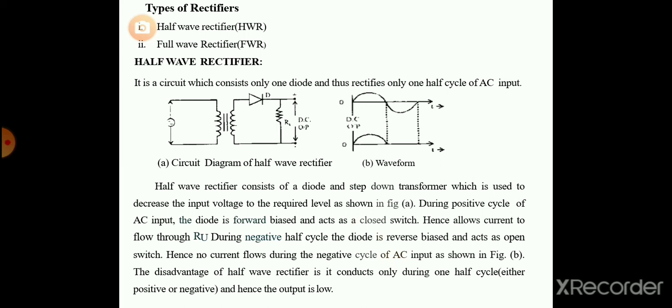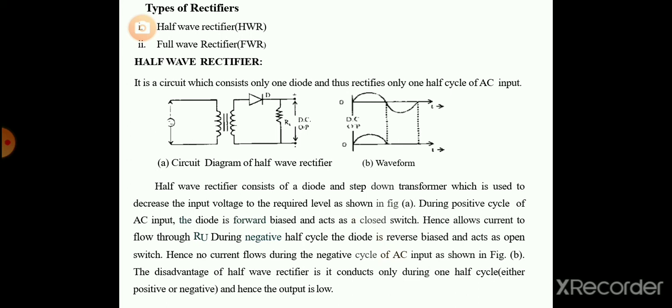The circuit diagram shows one transformer, one diode, and a load resistance. The input AC voltage to be rectified is connected to the primary input of the transformer. At the secondary, the diode and the load resistance are connected.